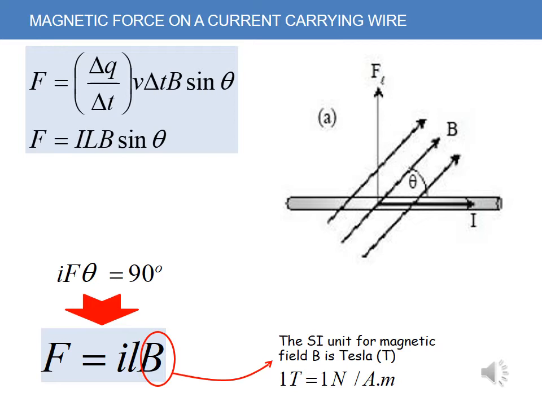And as you know, delta Q divided by delta t is the current I, and V times delta t is the length of the wire. Then finally, we can rewrite that equation into F equals ILB sine theta, or simply people just say F equals BIL sine theta.